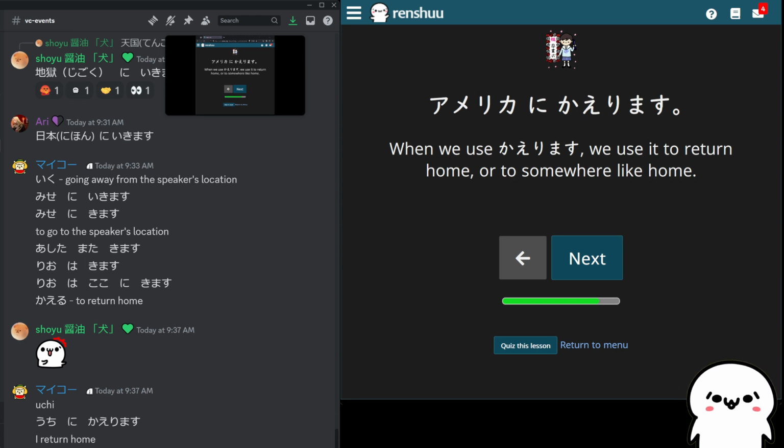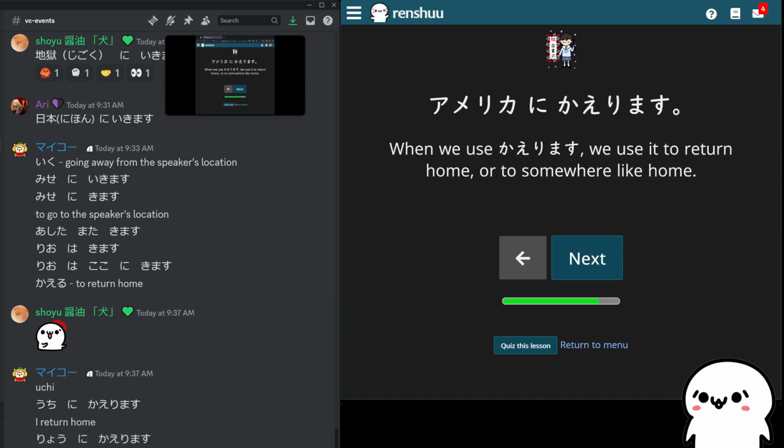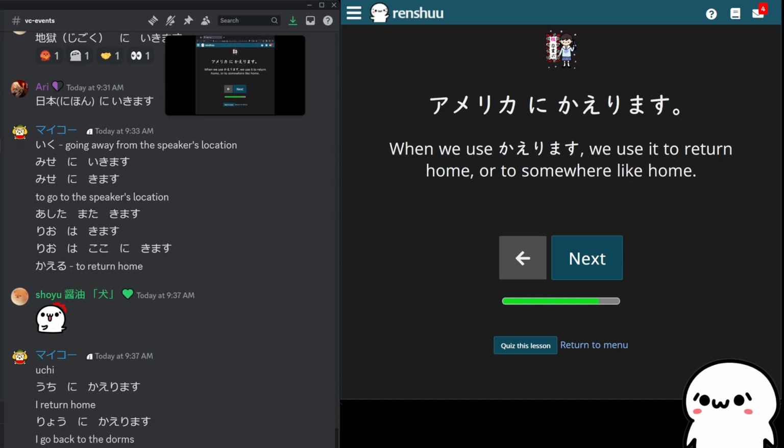Now let's say you're a student, you're living out in a dorm. You'd probably say ryo ni kaerimasu. I go back to the dorms. And notice I changed it to I go back, but that means the same thing as a return. Don't worry about sticking to a very specific English translation. We're both talking about returning back somewhere.